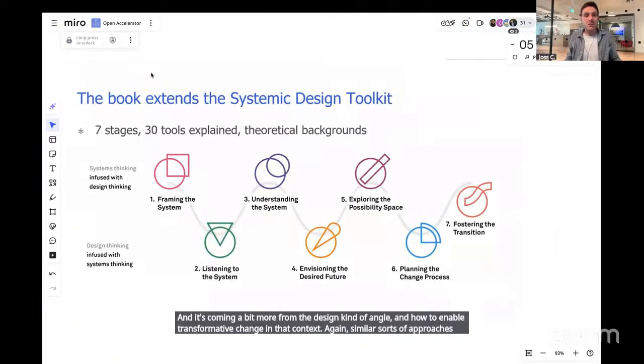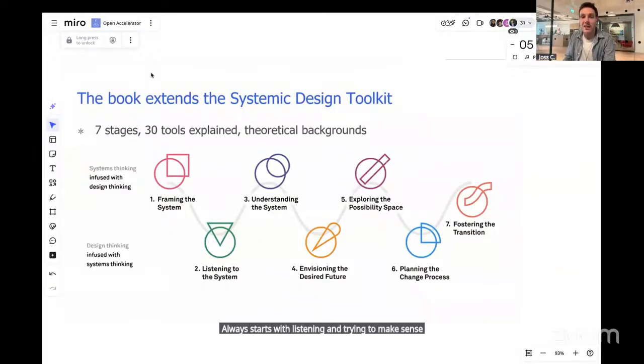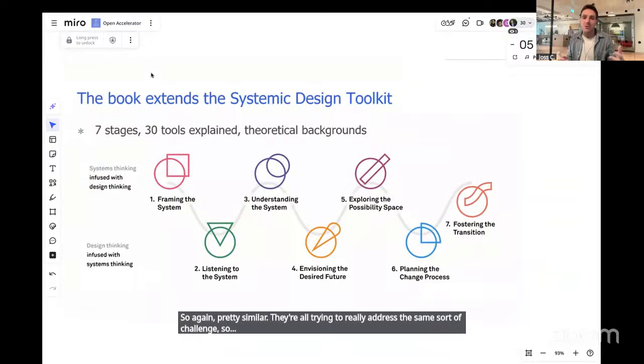They have 7 stages there. The framing, listening, always starts with listening and trying to make sense of the system, and then understanding the system, envisioning the desired future, exploring possibility space, planning the change process, and fostering transition. So again, pretty similar. They're all trying to really address the same sort of challenge. So ultimately, they don't look massively different.